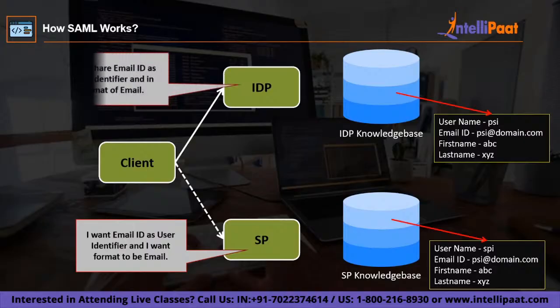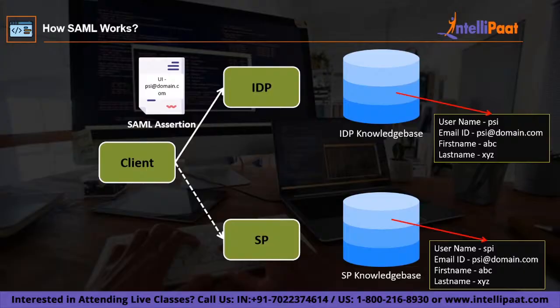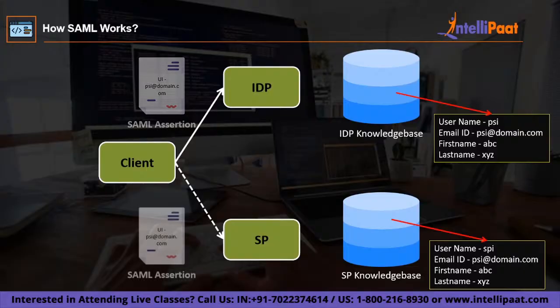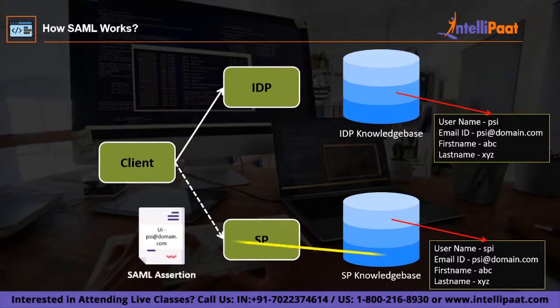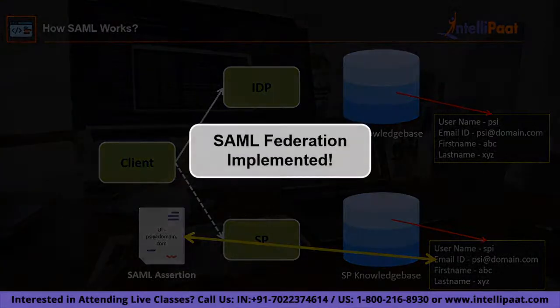Now, IDP will have to respond back with the email ID as user identifier, and now since both sides have the same configuration, the SAML assertion can be mapped to a user object at the service provider, and thereby the service provider can allow the user access since the SAML federation is achieved.